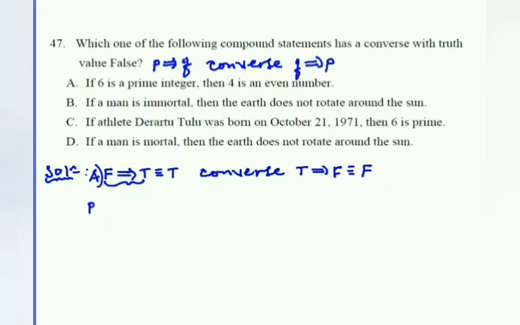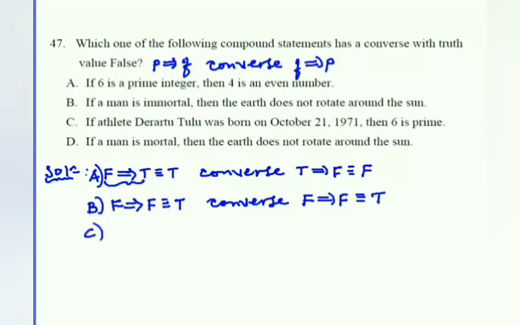But let's check the rest of the compound statements. If a man is immortal, this is false. False implies, then the earth does not rotate around the sun. This is also false. The truth value of this statement will be true, but we need the truth value of the converse of this statement. The converse of false implies false is again false implies false. So false implies false is true, which is not the required answer.